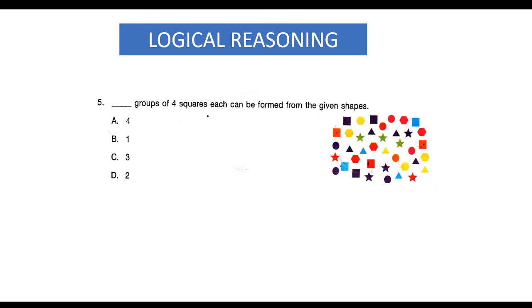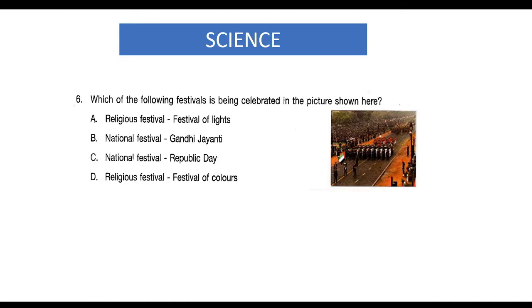Question number 5. Dash group of 4 squares each can be formed from the given shape. So you have to find out how many groups of squares. Each group should have 4 squares. So how many such groups can be formed by looking at the given picture? So I can see there are 8 squares. So a group of 4, that means there can be 2 groups. So 2 groups of 4 squares each can be formed from the given shape. So answer is D.